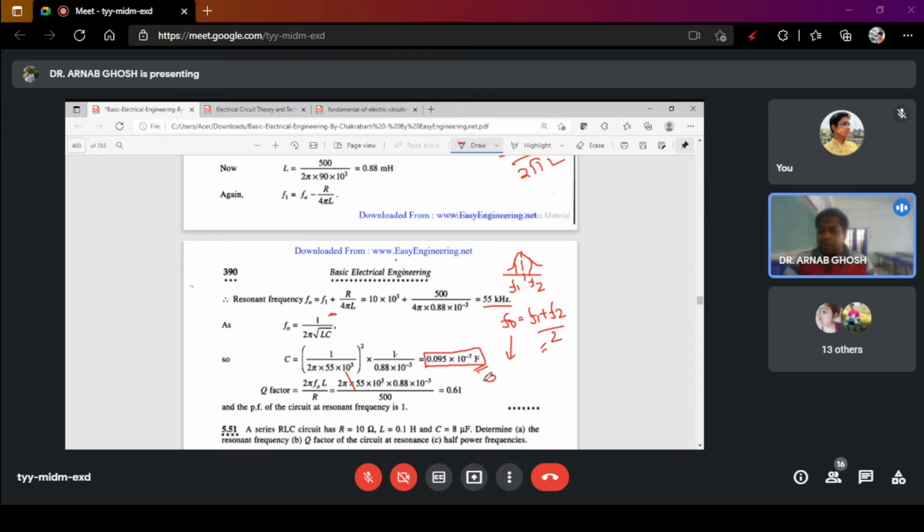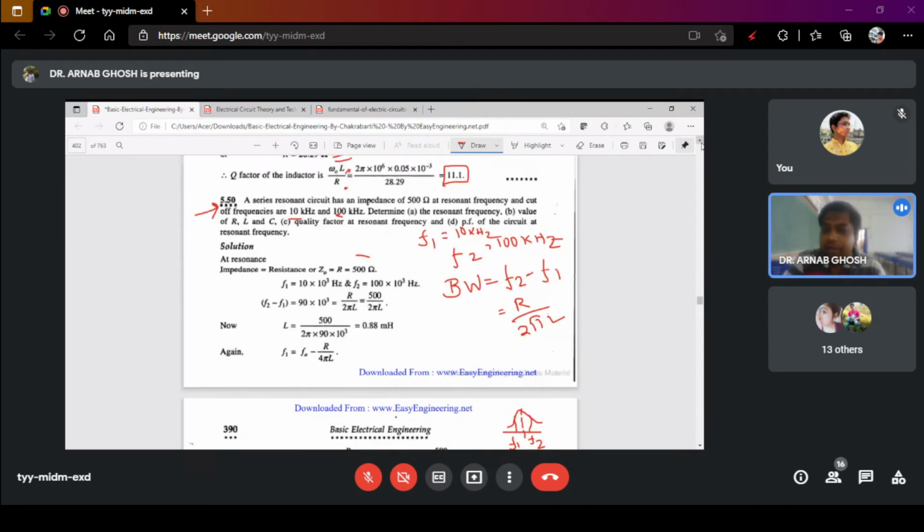Next, you have to calculate the Q factor. Q factor is nothing but omega 0 L by R. So from that, you calculate the Q factor. So what is the Q factor suggesting? That is the voltage across the inductor and the capacitance is 6 times that of the voltage across the resistance. And what else you have been asked to do? You have been asked to find out the power factor of the circuit.